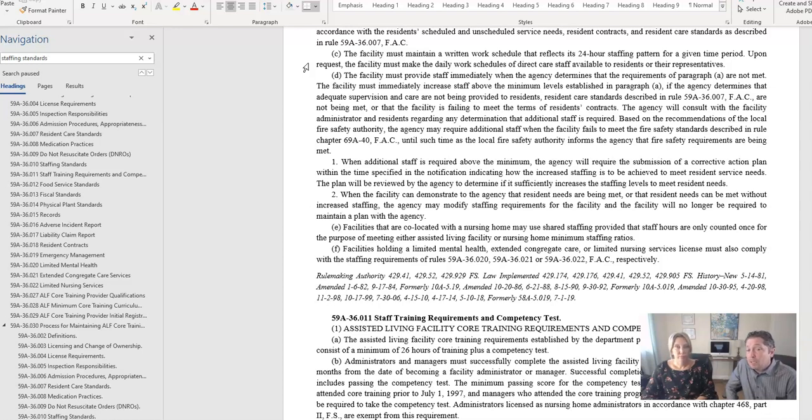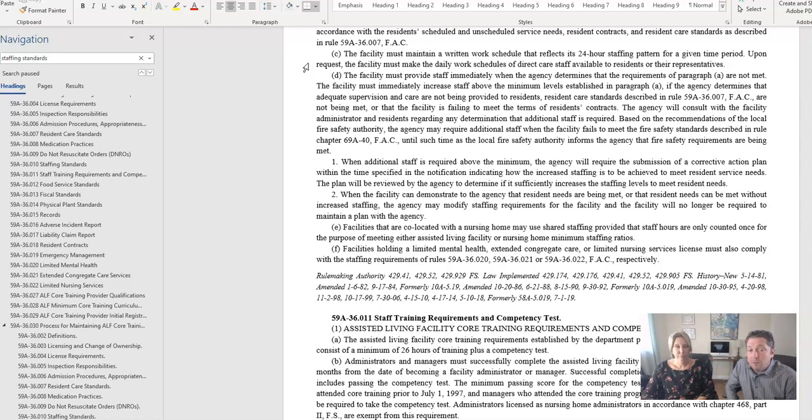The facility must immediately increase staff above the minimum levels established in paragraph A if the agency determines that adequate supervision and care are not being provided to residents, that resident care standards described in Rule 58A are not being met, or that the facility is failing to meet the terms of residents' contracts. The agency will consult with the facility administrator and residents regarding any determination that additional staff is required.